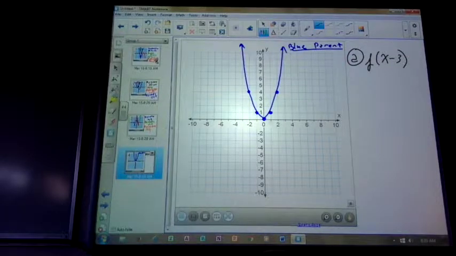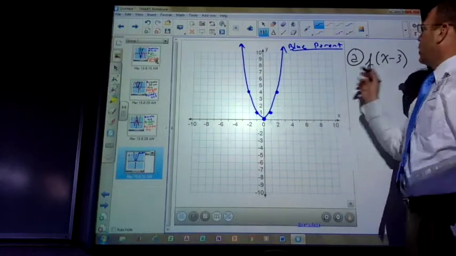If I had x minus 3 in parentheses on my problem, does that mean I shift right or left or up or down? Which way am I going to shift if it's x minus 3? It's always opposite inside, right? You remember that? Right. So I'm going to shift right. How many? 3. All right, ready? Eyes up here.